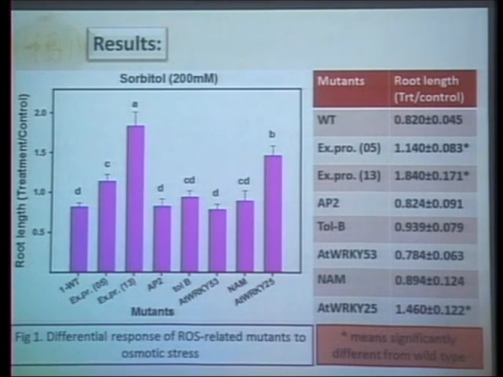So when they are present, or when the genes are expressed, they might reduce the root length, which means increasing the sensitivity towards osmotic stress. So we can predict that these 2 expressed proteins and this transcription factor might be involved in increasing the sensitivity of the plant towards osmotic stress.